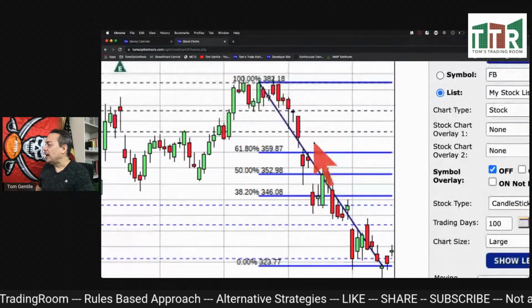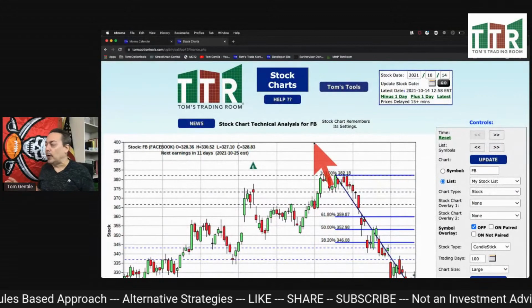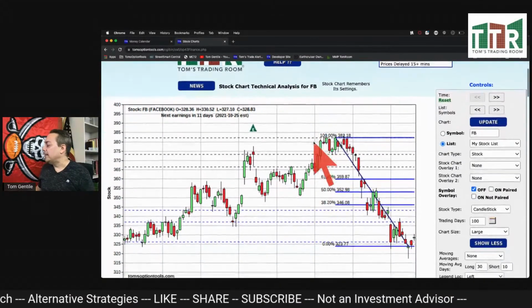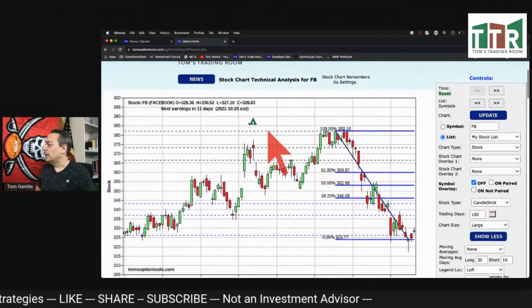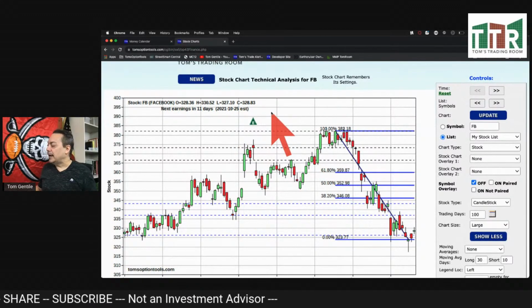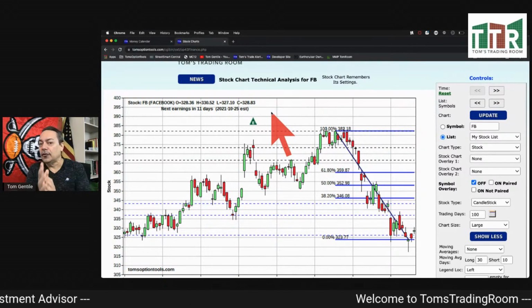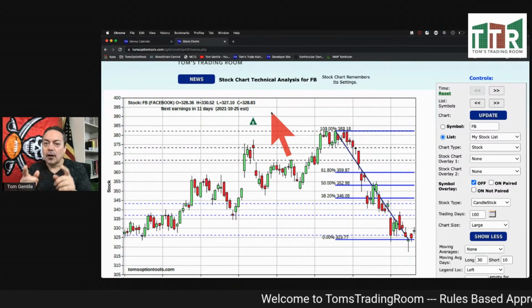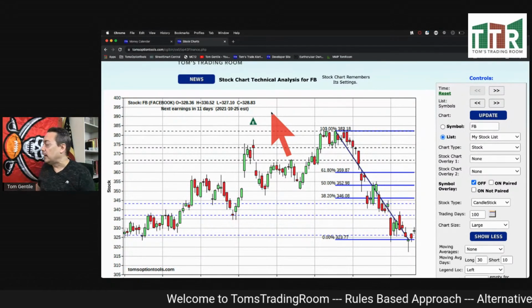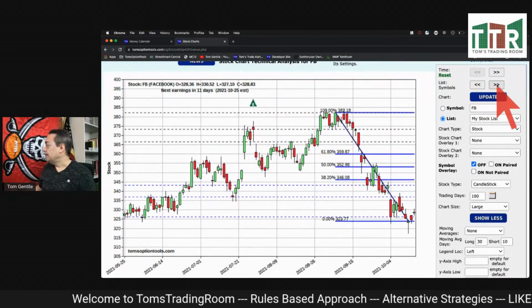So if Facebook's trading at, this is a great segue right here too, if Facebook is trading at the level of 328.83, and you see it going to potentially 346, there is an opportunity here in options. Now, we're going to come back to Facebook in just a moment. I want to go look at the others.